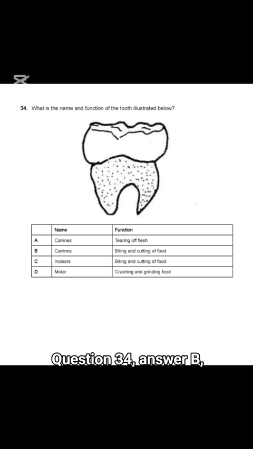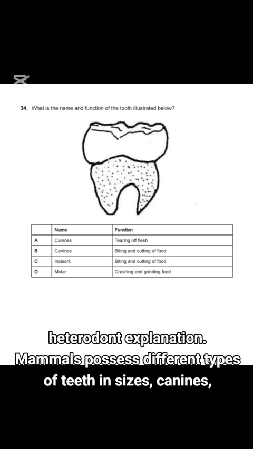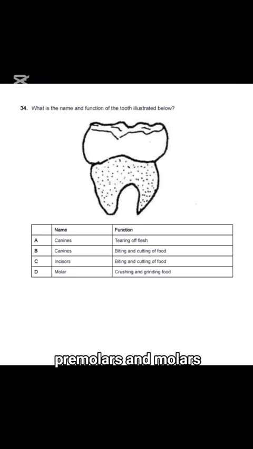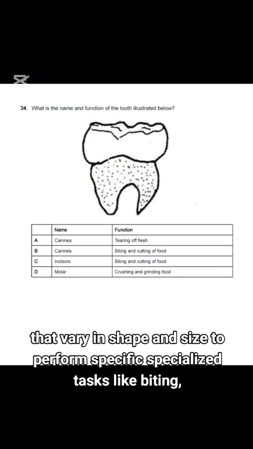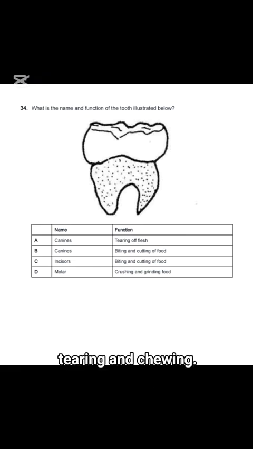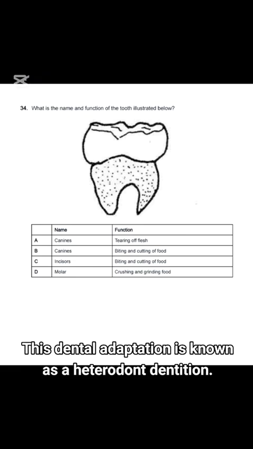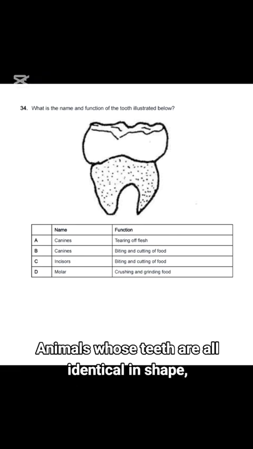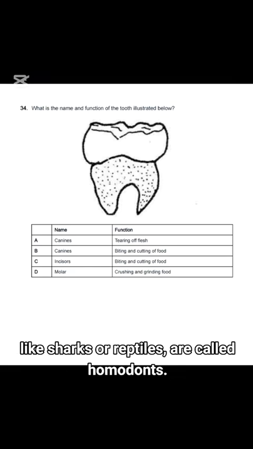Question 34. Answer: B. Heterodont. Explanation: mammals possess different types of teeth, incisors, canines, premolars, and molars, that vary in shape and size to perform specific, specialized tasks like biting, tearing, and chewing. This dental adaptation is known as a heterodont dentition. Animals whose teeth are all identical in shape, like sharks or reptiles, are called homodonts.